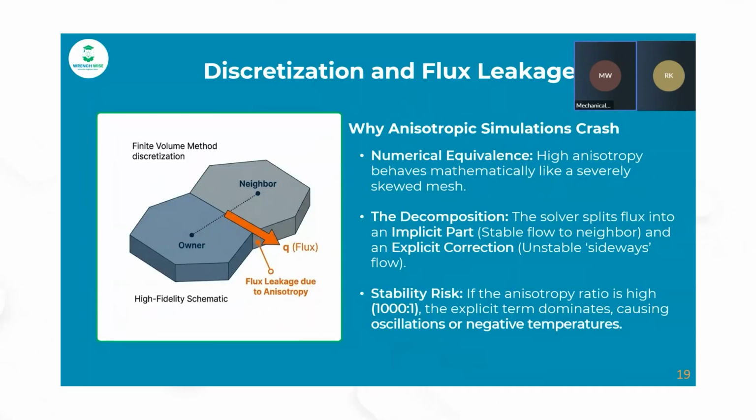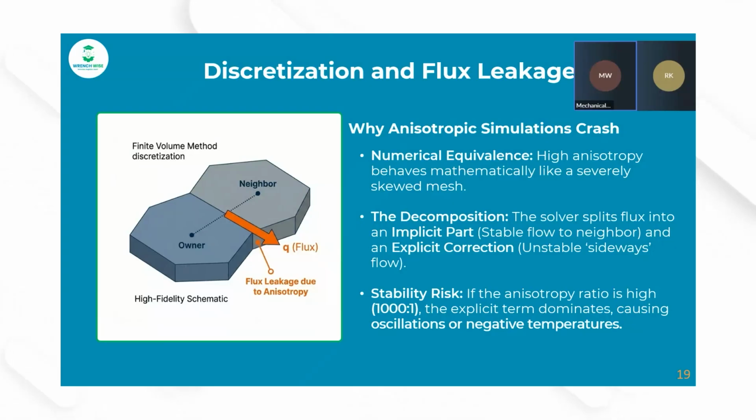So we have a good idea about material properties. We have an idea about how to calculate these properties. Then we also saw the geometry mismatch. Now we move to the technical side of it, where we want to discuss the discretization and flux leakage. This is where high fidelity battery models tend to fail.